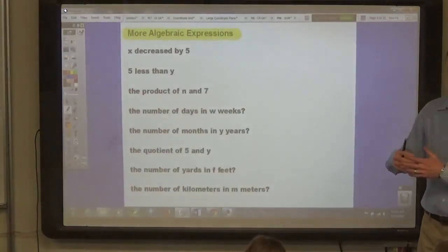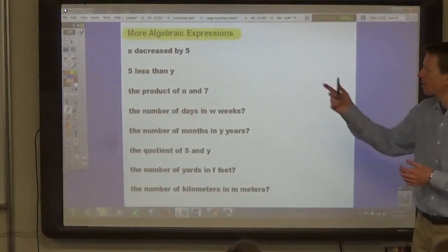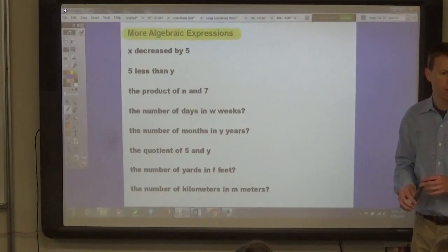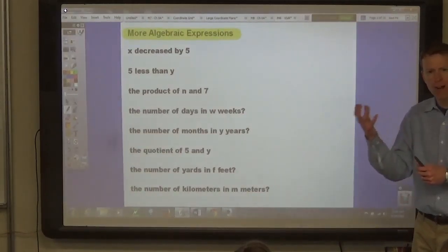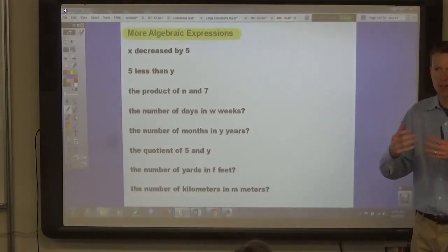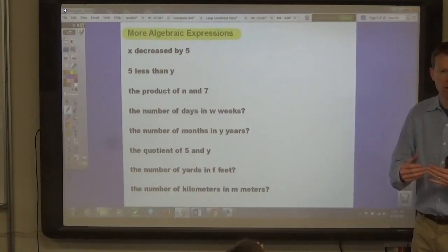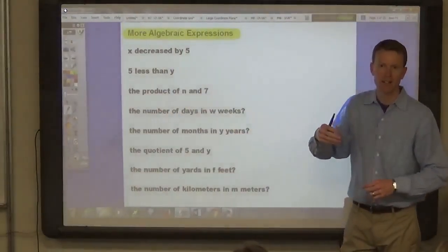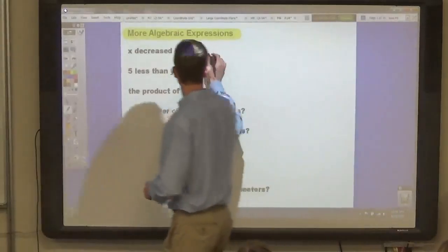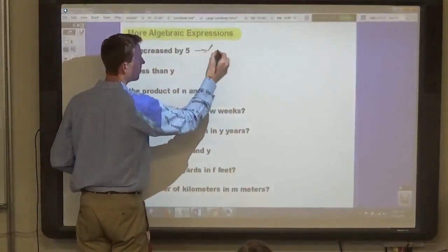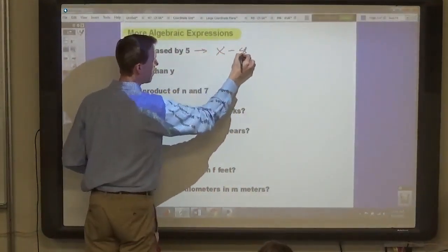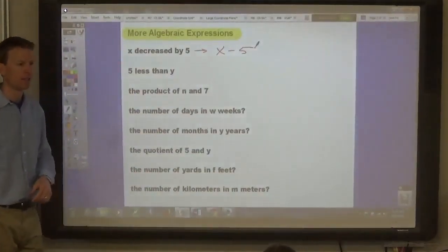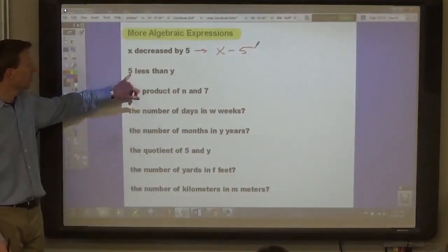What quantity are you starting with if it said x decreased by 5? Are you starting with 5 of something? Or are you starting with x of something? Liz? You're starting with x. You're starting with x, and then lowering it by 5. So we would write this as x minus 5.